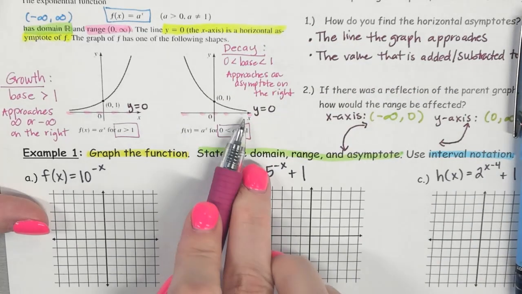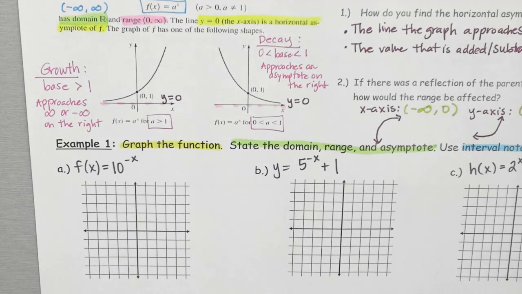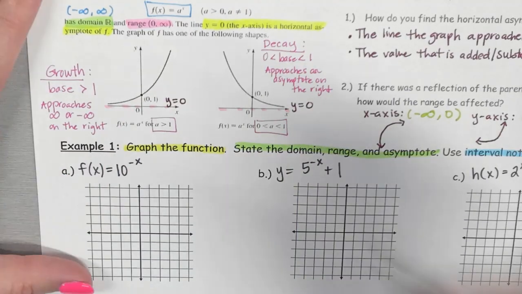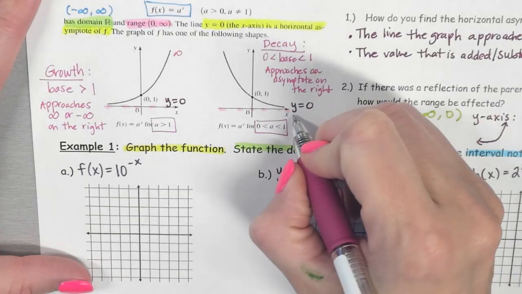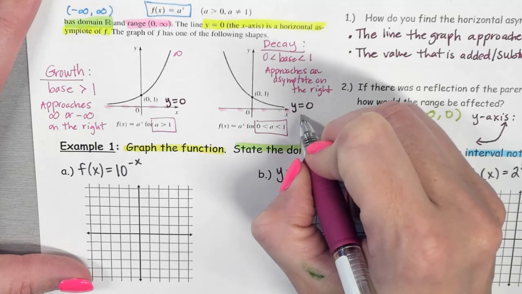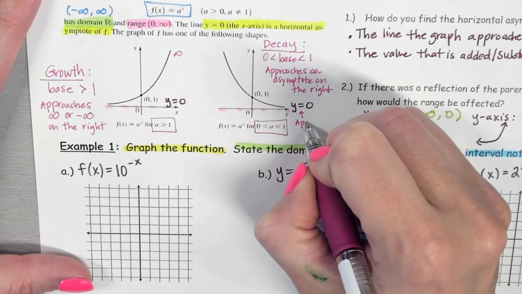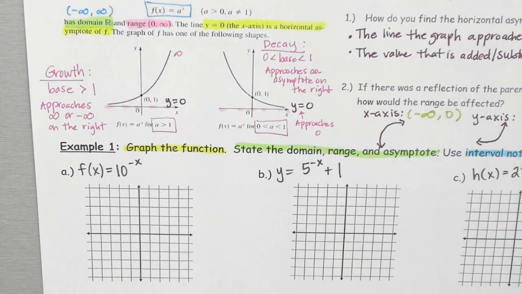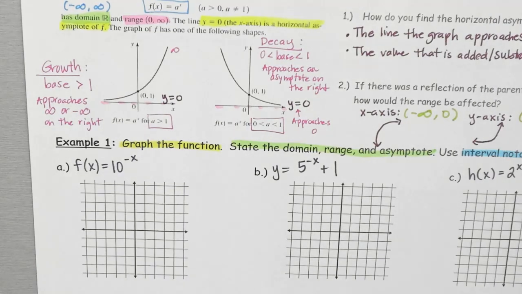In both of these cases, it approaches 0. Just depending on what the asymptote is, it might be a little bit different. So here, this one approaches 0 on the right. This one is approaching infinity. All right, so we are going to use this information to help us with our future problems.